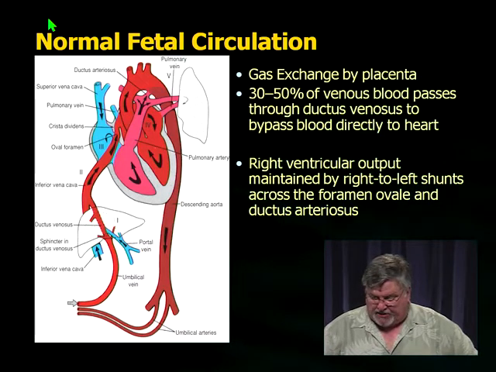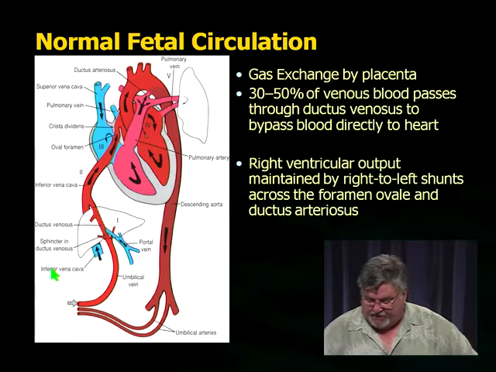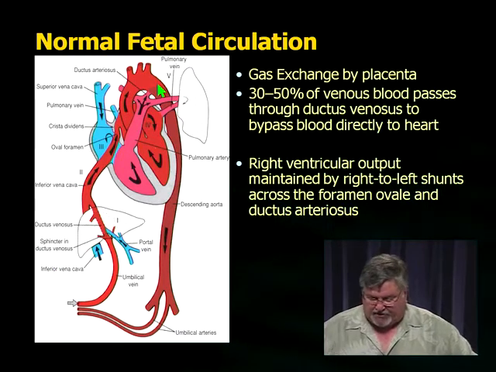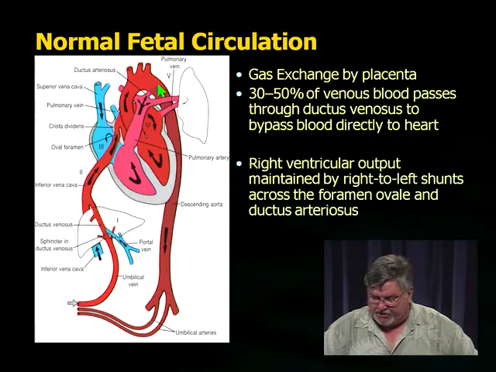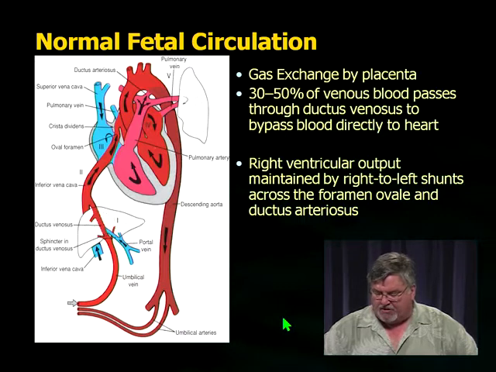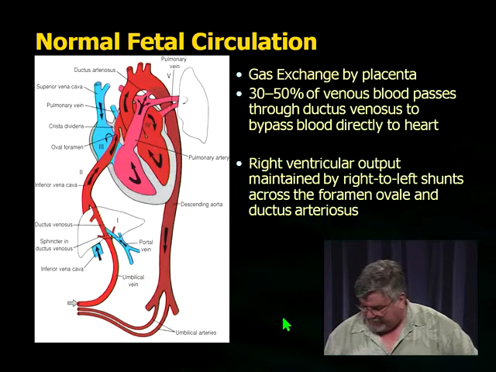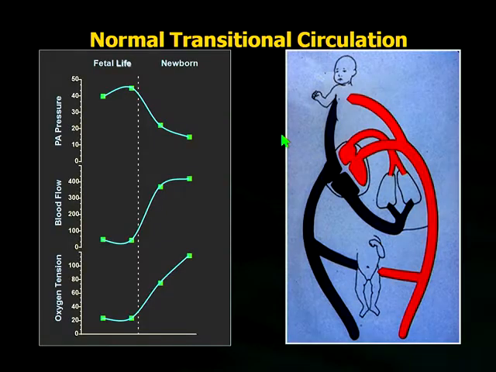There's also a second shunt where the pulmonary artery shunts blood through the ductus, which is that little structure that attaches to the aortic arch. So right ventricular output is maintained by right to left shunts across the foramen ovale and across the ductus arteriosus. So what happens during normal transition? So let's pay attention over here.